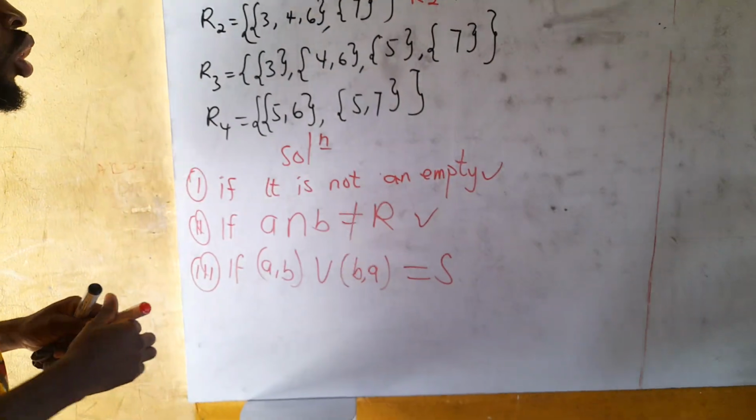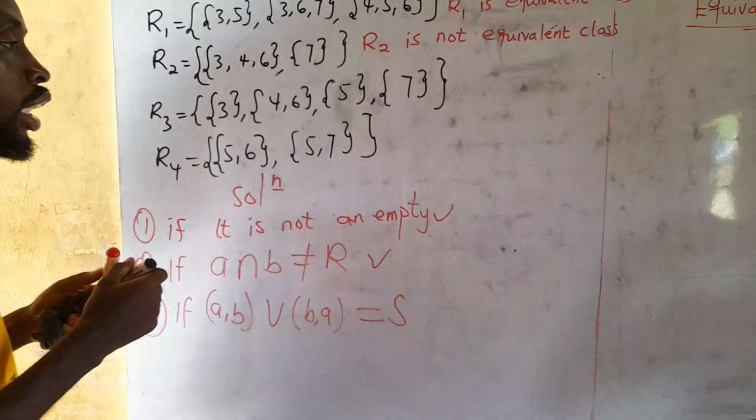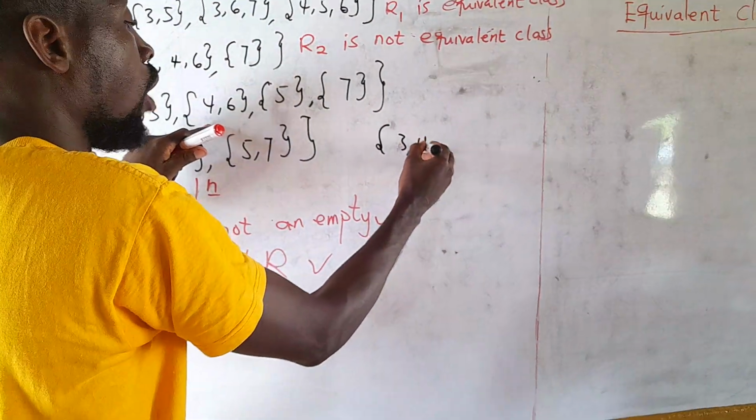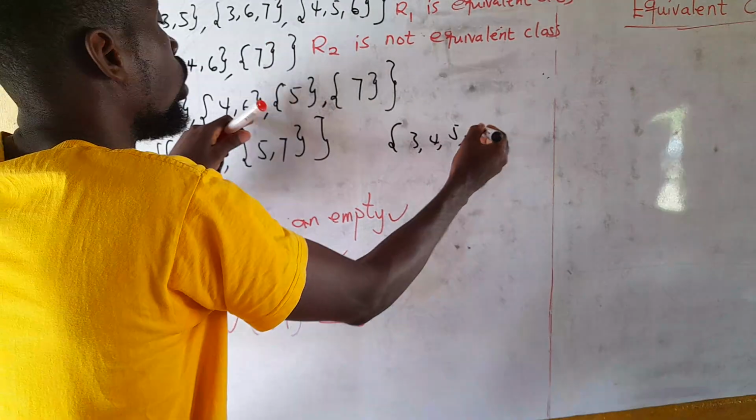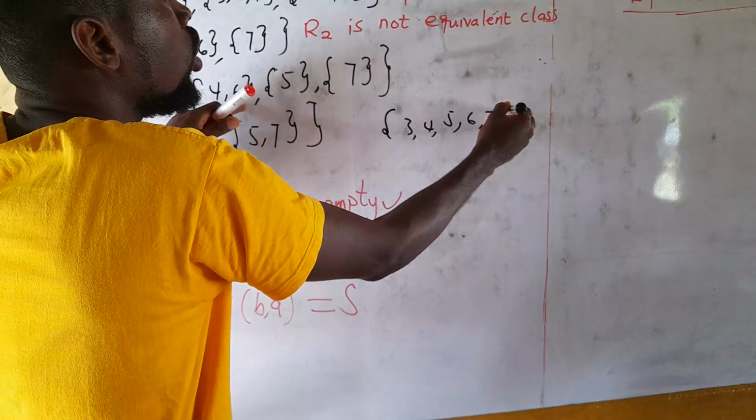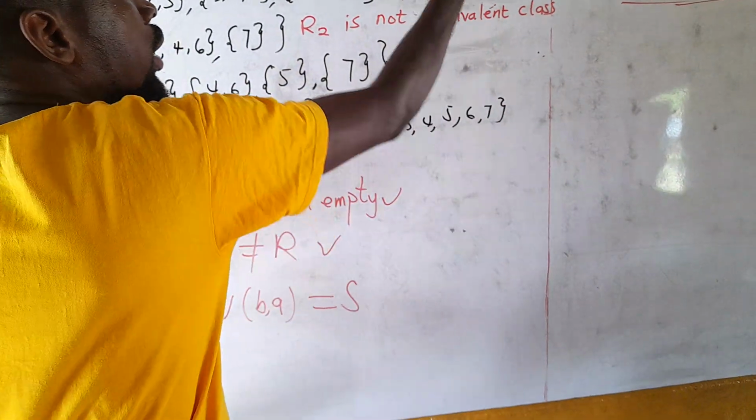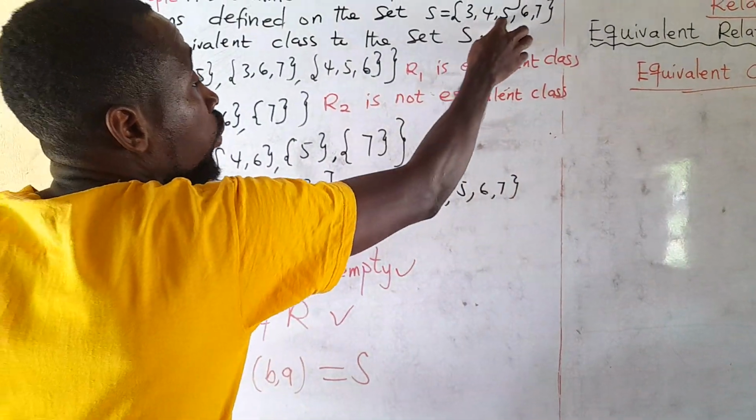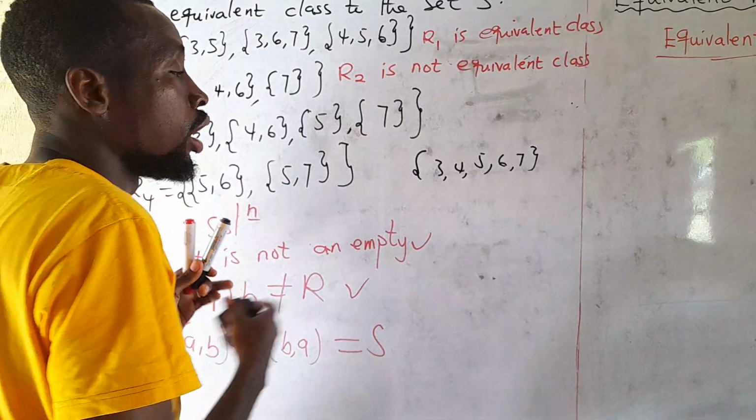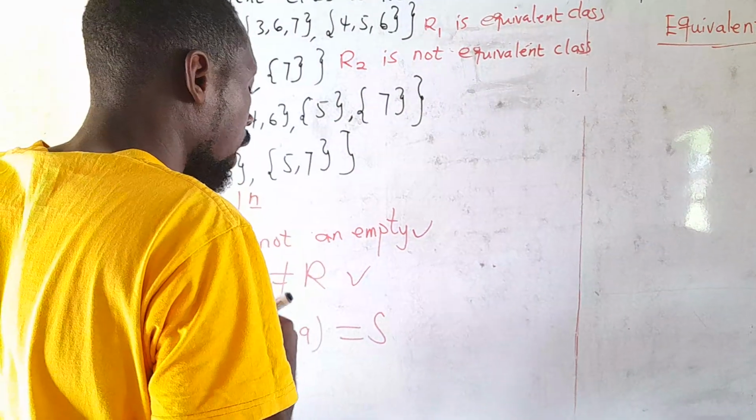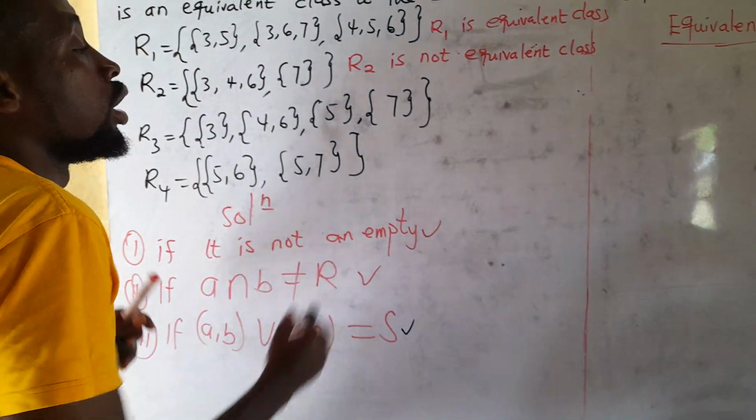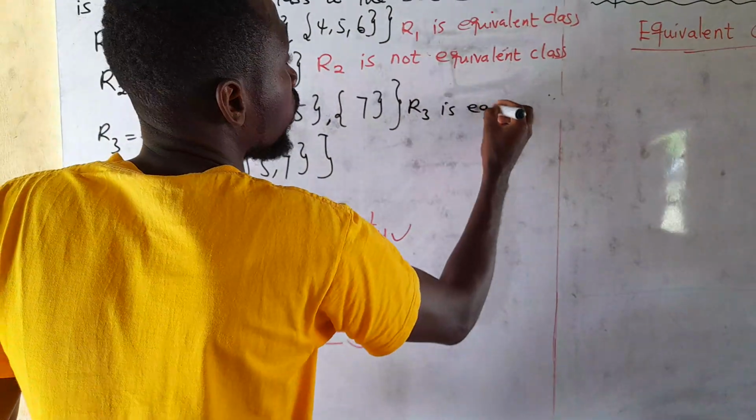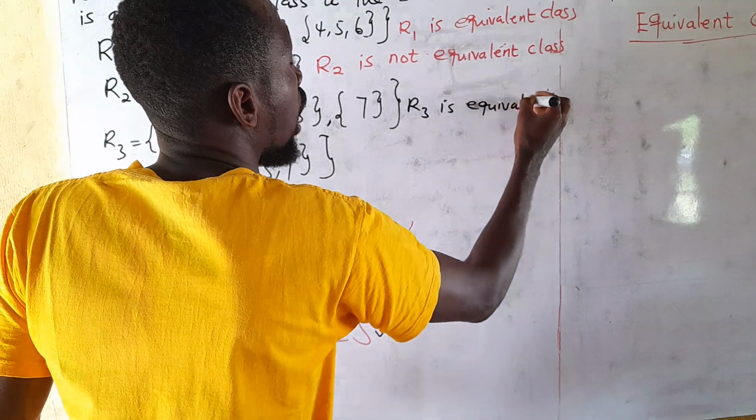Now let's check the third condition. We find the union of all the sets in that. So the union, we put them together. We have 3 here. We have 4. We have 5. We have 6. We have 7. We check whether this is the same as the set S. So {3, 4, 5, 6, 7} is the set S. Then it satisfies the third condition too as well. Then we can say our R3 is an equivalence class. I hope you get that.